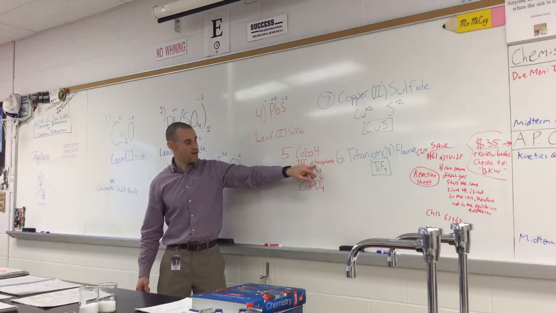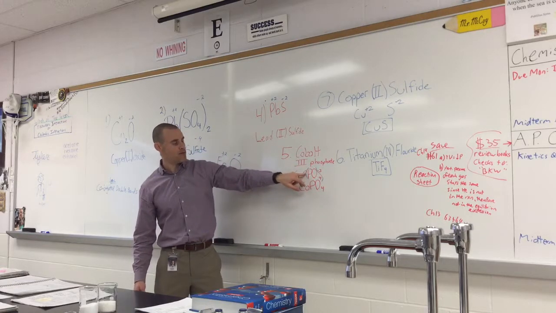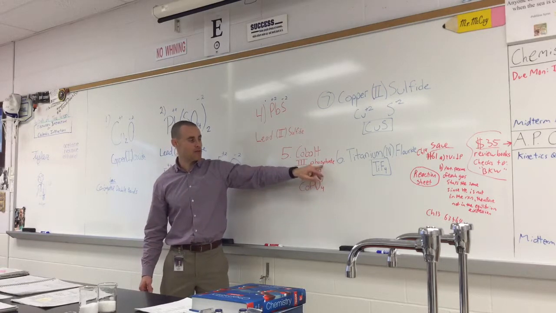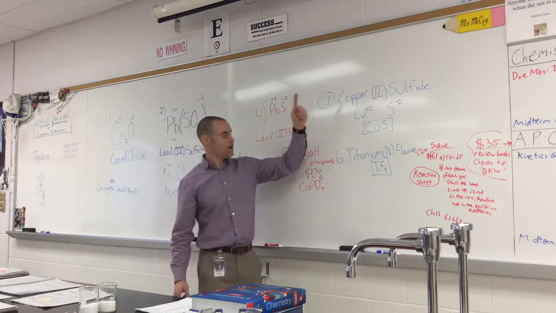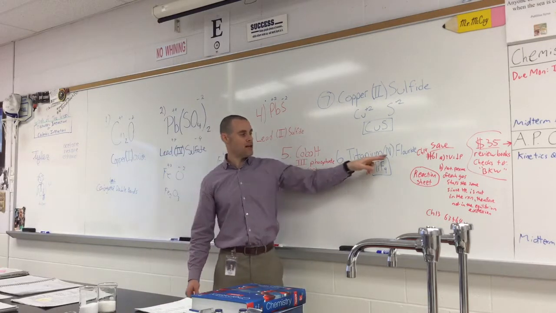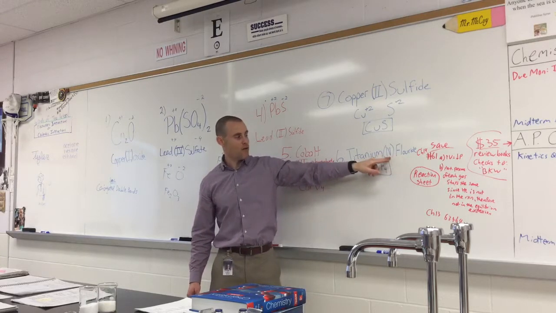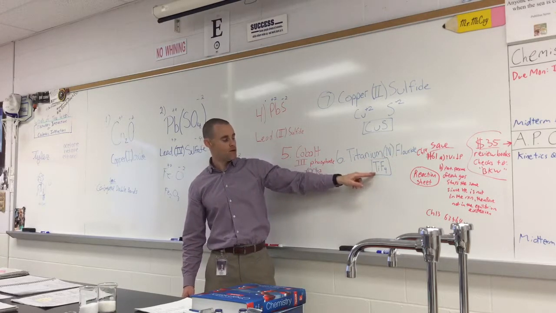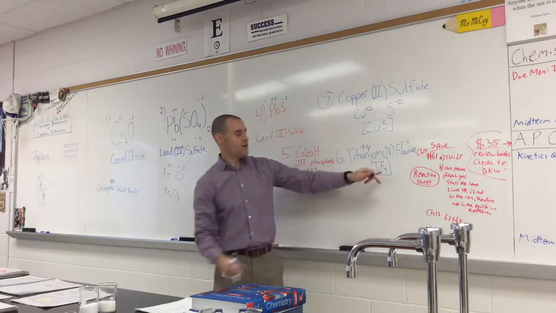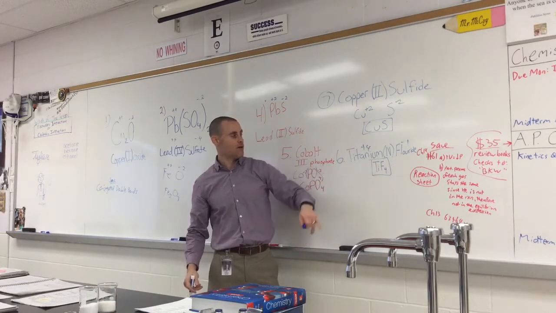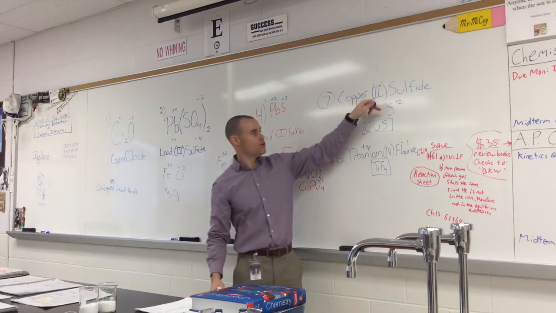Cobalt 3 phosphate. Cobalt has a +3. Phosphate -3 from table E, so I only need 1 and 1. So CoPO4. What was next? I don't know the order here. Titanium 4 fluoride. So that 4 means Ti is +4. So if Ti is +4 and F is -1, I need 4 -1. So TiF4.